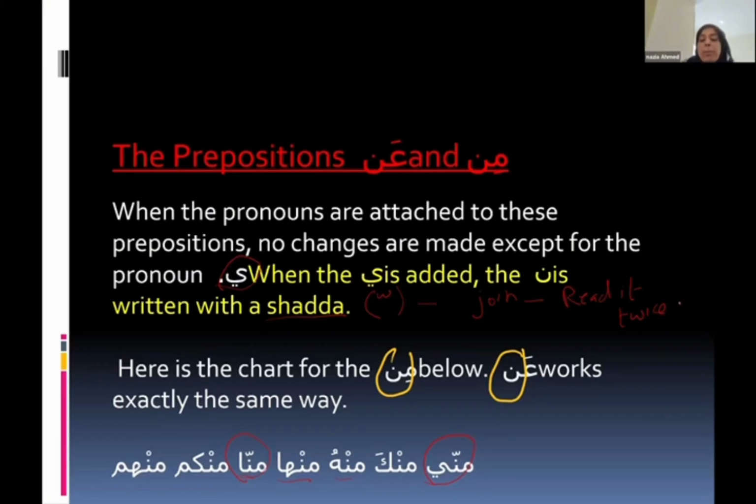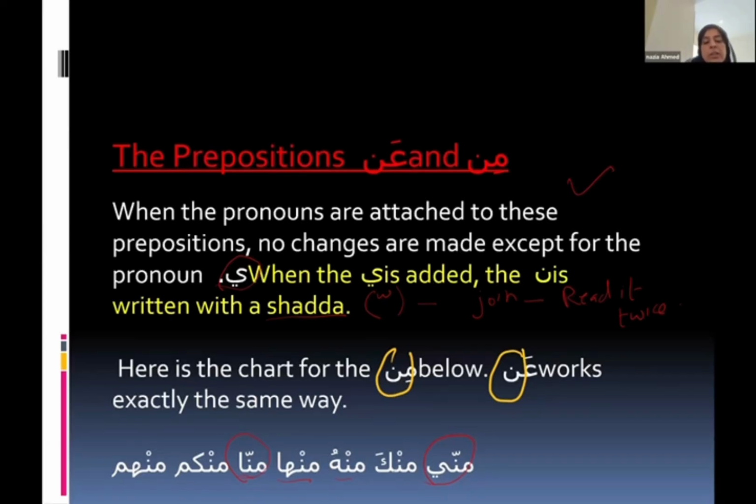Here is a chart for min below, and an works exactly the same way. Now I want you to notice here. I hope you're awake now. Look at this now. I'm joining it now. Minni. Why did I write shadda on the noon here? Because of this rule I just explained.